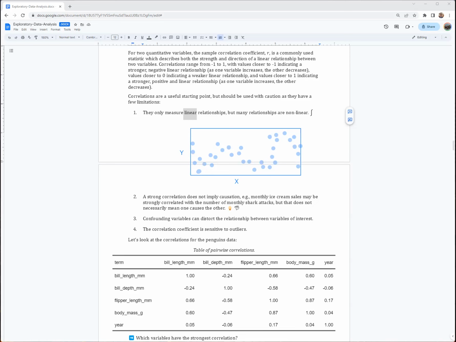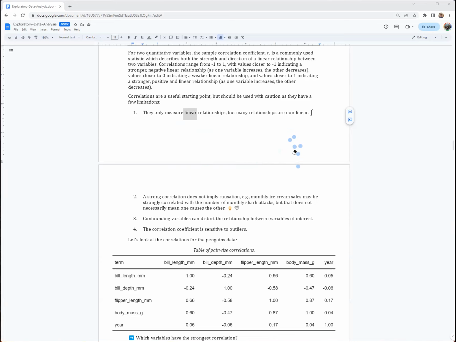If we tried to draw a line through them, there's a clear trend, but it's not very linear. It's not a straight line relationship. So the correlation coefficient for this data set would likely be close to 0 for X and Y, because if you drew one straight line through this set of values, it would probably end up being pretty flat, indicative of there being no linear relationship.